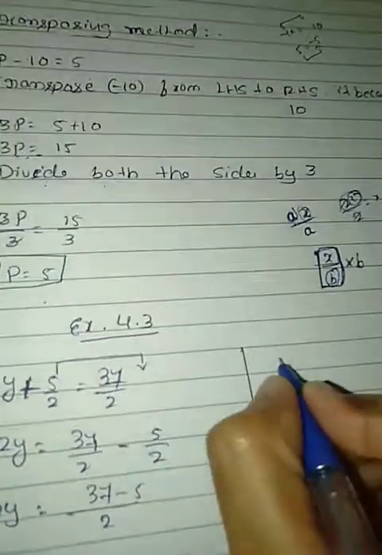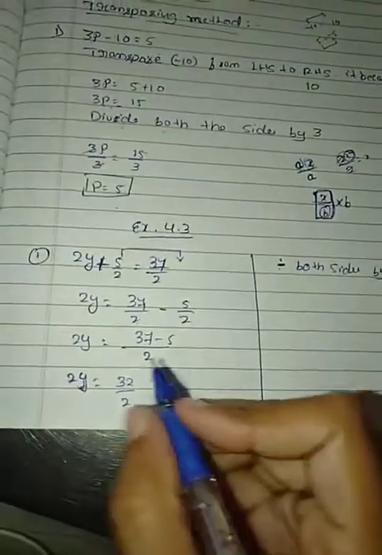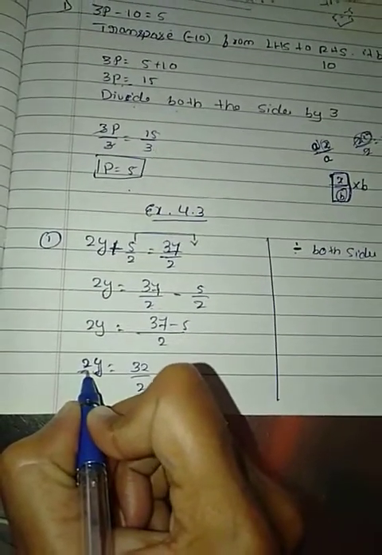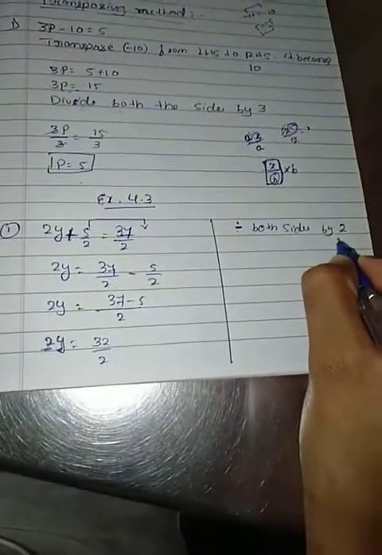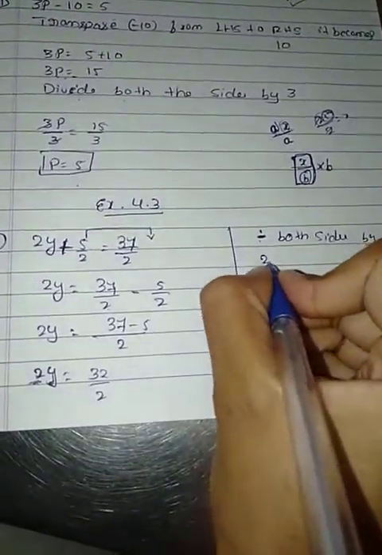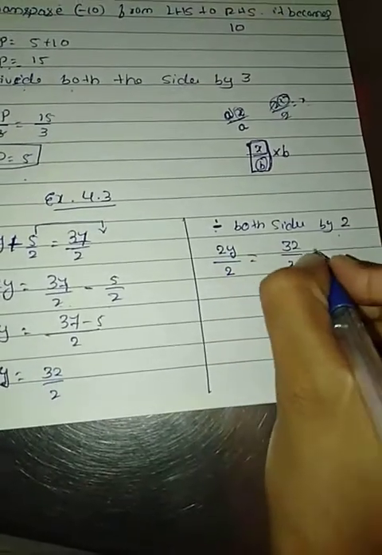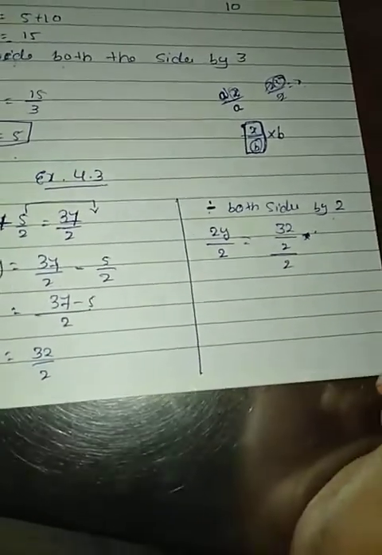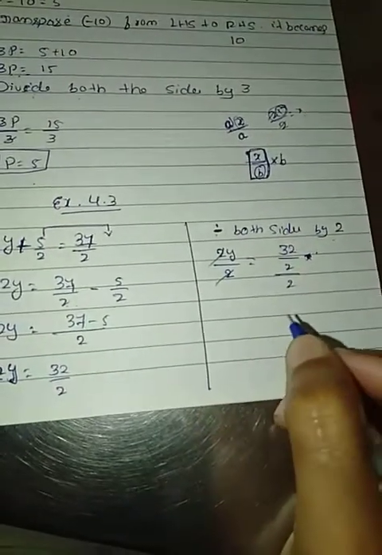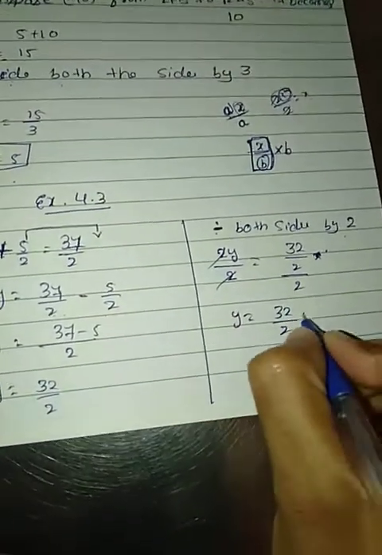Just divide both sides by 2, because here 2 is there in the numerator. So divide both sides by 2. The same number we have to divide by the same number, so that 2y by 2 is equal to 32 by 2 into by 2. This is also by 2. Okay, this 2 is cancelled out, then y is equal to 32 by 2 and this becomes 1 by 2.